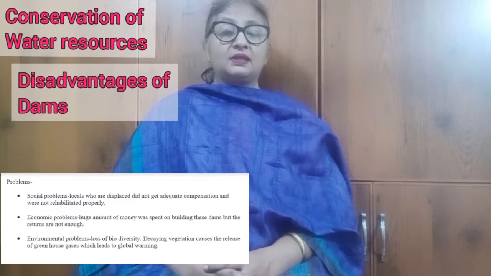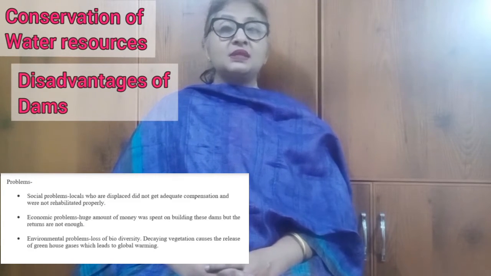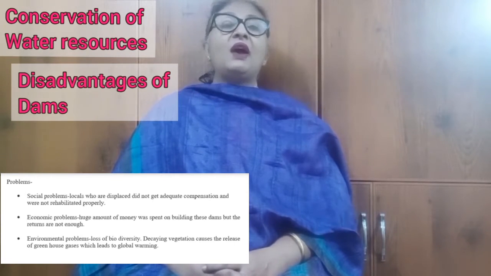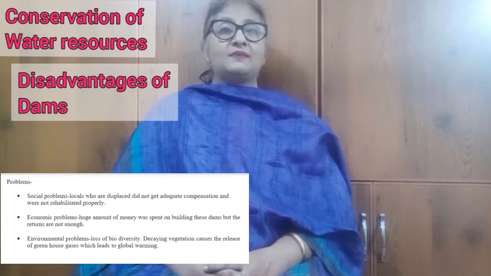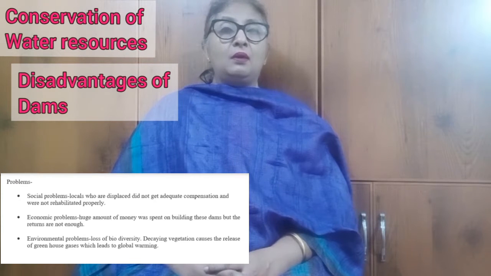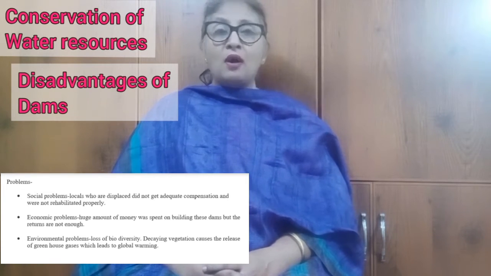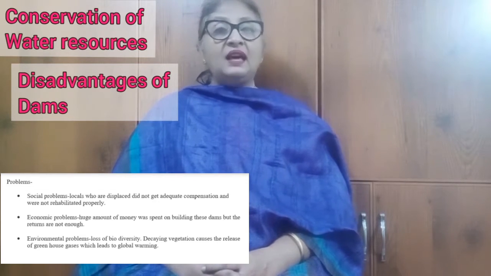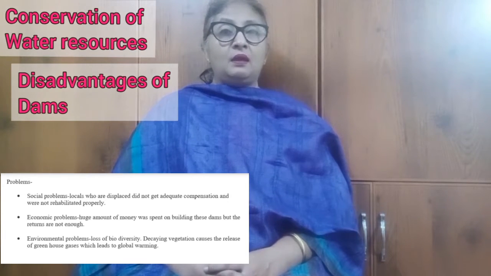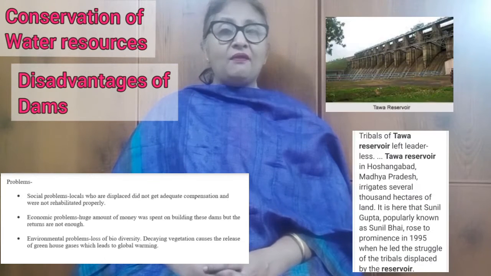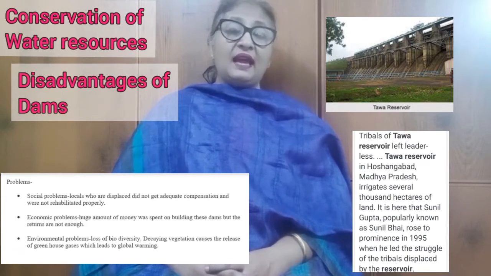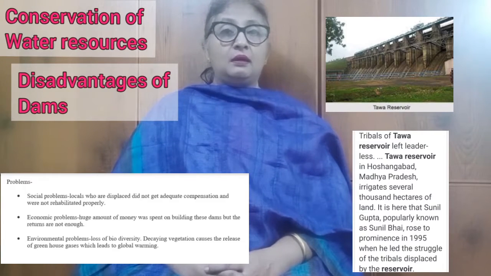Let us see what are the disadvantages of such huge dams. There are three disadvantages: social problems, economic problems, and environmental problems. Now, what are these social problems? Many people who live in a particular area are displaced from their lands, but they are not rehabilitated properly, nor are they given suitable compensation. A very good example for this is the oustees of the Tawa Dam, which was built in 1970, who are still fighting for their rights because they have not got adequate compensation, nor have they been rehabilitated properly.